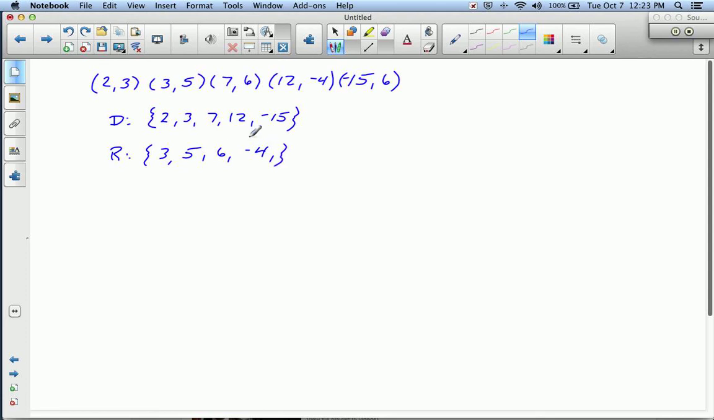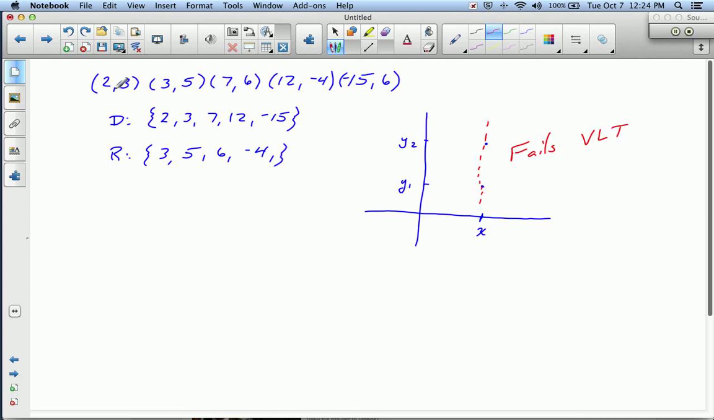Now, is that a function? Does it pass the vertical line test? Well, maybe not, because we have 2 6's here. So let's think about this graphically. If something does not pass the vertical line test, that's because a single x value results in 2 different y values. Okay, that fails the vertical line test. Right? If I draw a vertical line, it's going to hit both those points right there. Fails vertical line test.